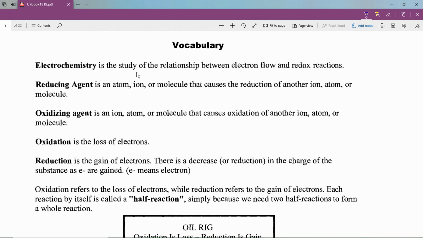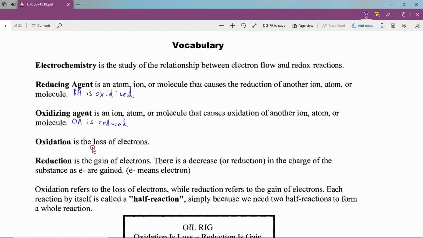So a reducing agent, RA is short for reducing agent, is itself oxidized. It causes something else to be reduced, something else to gain electrons. Electrons are negative, so when you're gaining electrons, you are being reduced. An oxidizing agent is an ion, atom, or molecule that causes oxidation of another ion, atom, or molecule. It itself, the OA, the oxidizing agent, is reduced. It causes something else to be oxidized, something else to lose electrons.